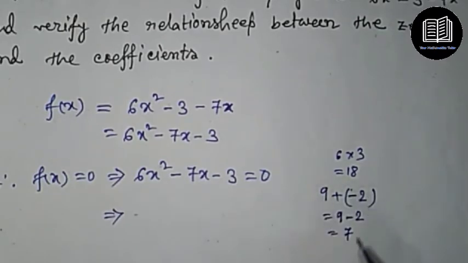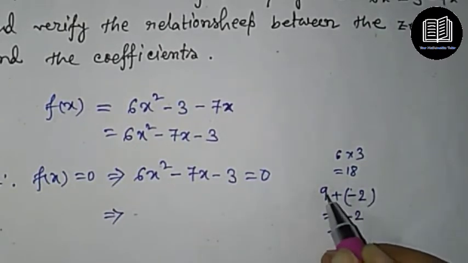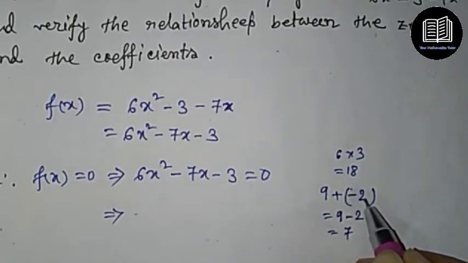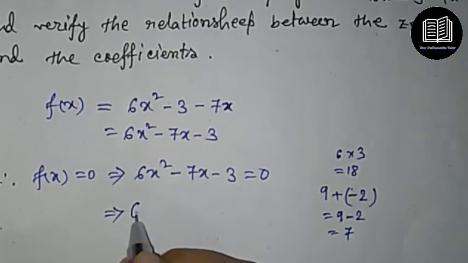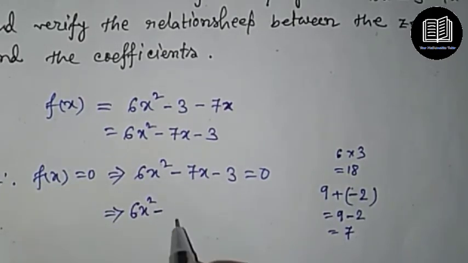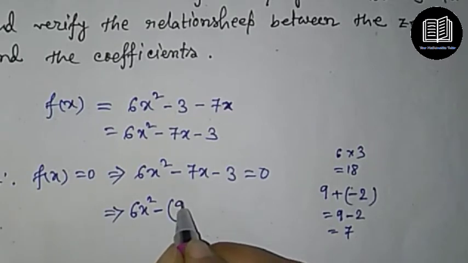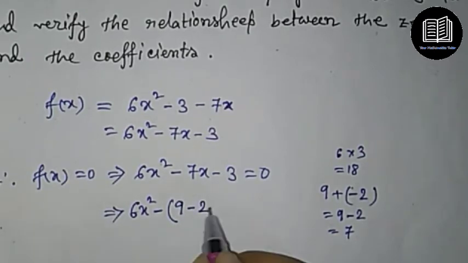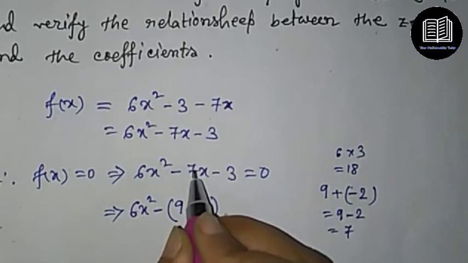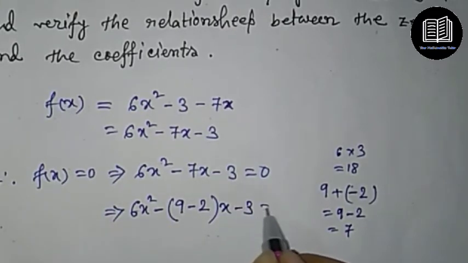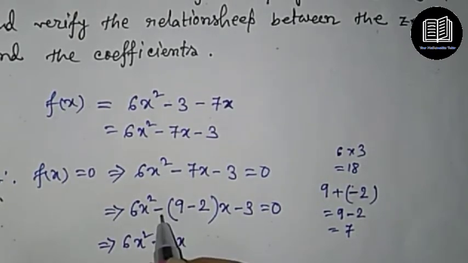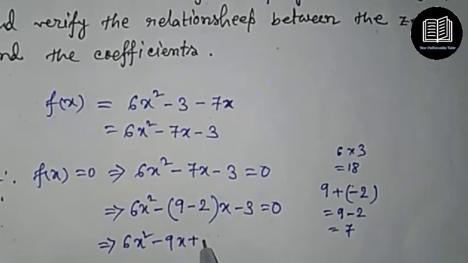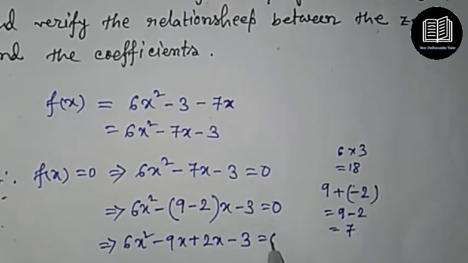The sum of 9 and minus 2 is 7, and also the product of 9 and 2 is 18 or minus 18. So we can write here 6x² in place of 7x, we can write 9 minus 2. Clear? 9 minus 2 means 7. Now multiply by x: 6x² − 9x + 2x − 3 = 0.